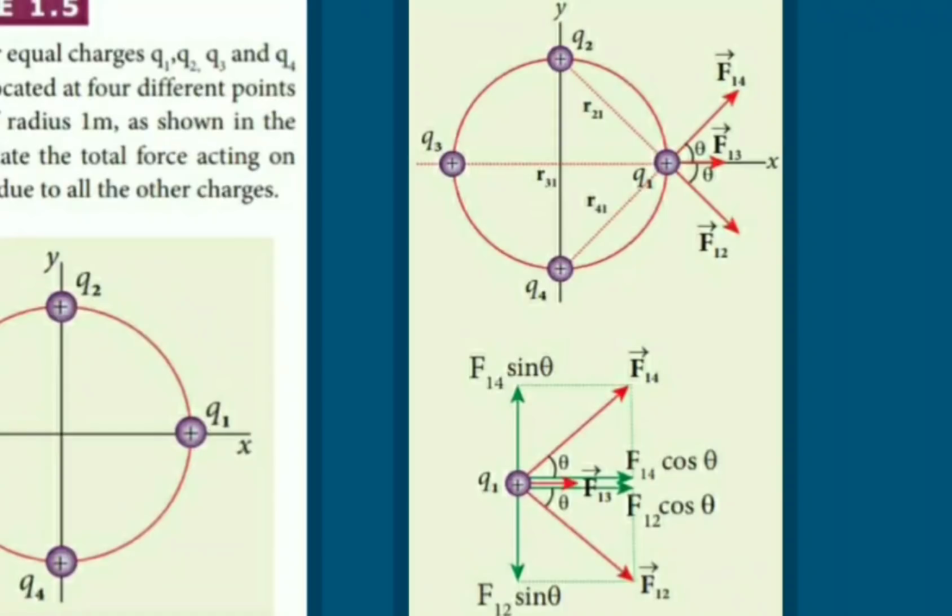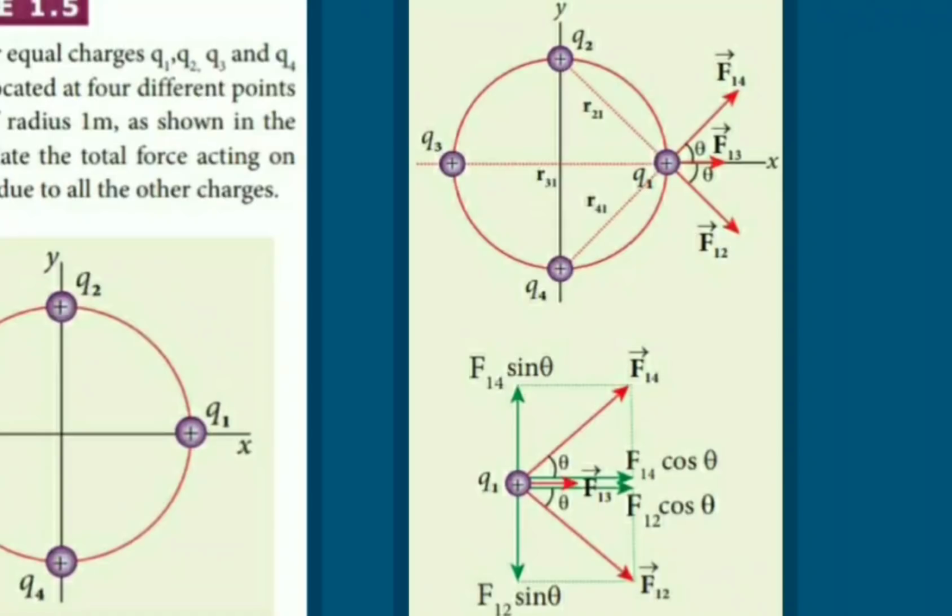Now we have to resolve F14 into 2 components, as it is making an angle theta with the horizontal. So we can take it as F14 sin theta and F14 cos theta. Similarly, F12 can be resolved as F12 sin theta and F12 cos theta. Before entering into the solution itself, we can easily see that F14 sin theta and F12 sin theta are equal in magnitude and opposite in direction. So if F14 and F12 are one and the same, you can simply cancel them both, right? Here obviously all the charges are similar, so the force is going to be the same and we can cancel each other.